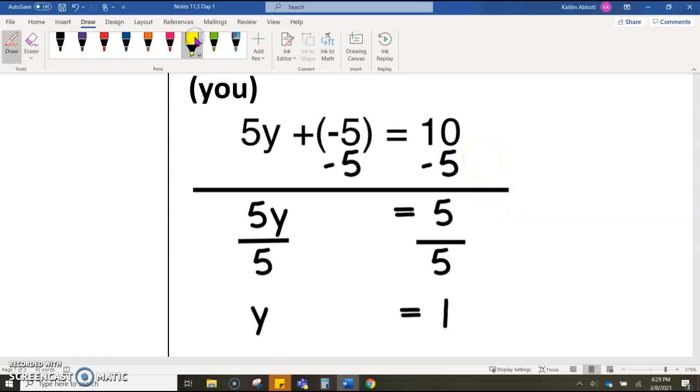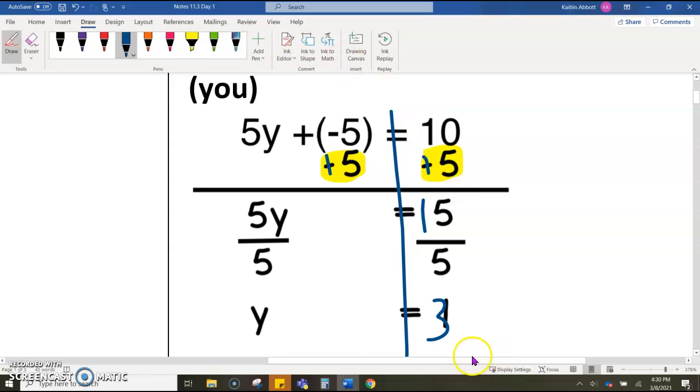Okay, welcome back. Hopefully you've found them on Nearpod. You may have noticed what happened here. If you've said that was the step that went wrong, you are correct, and then you should have told me that to get rid of that 5, they should have added 5 to both sides. That would have made this 15, and then this would have been 3. All right, so hopefully these are getting easier to find the mistakes.